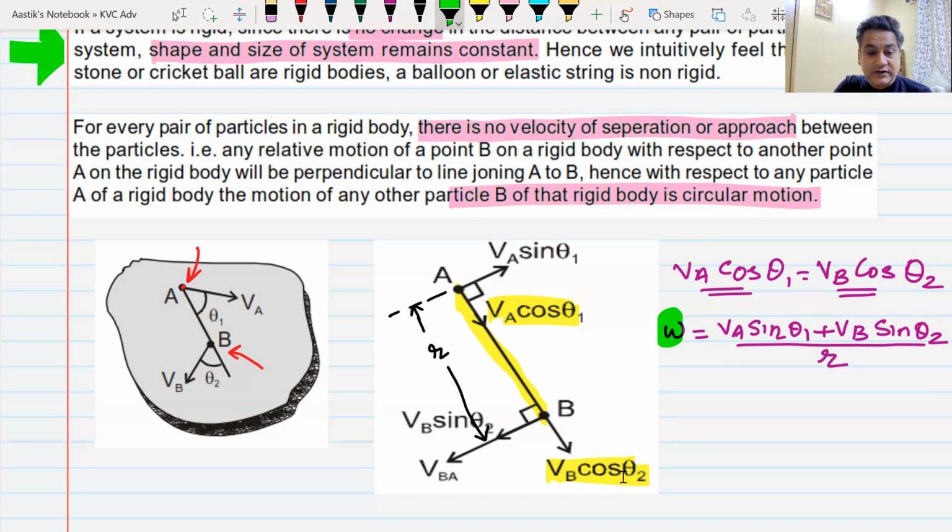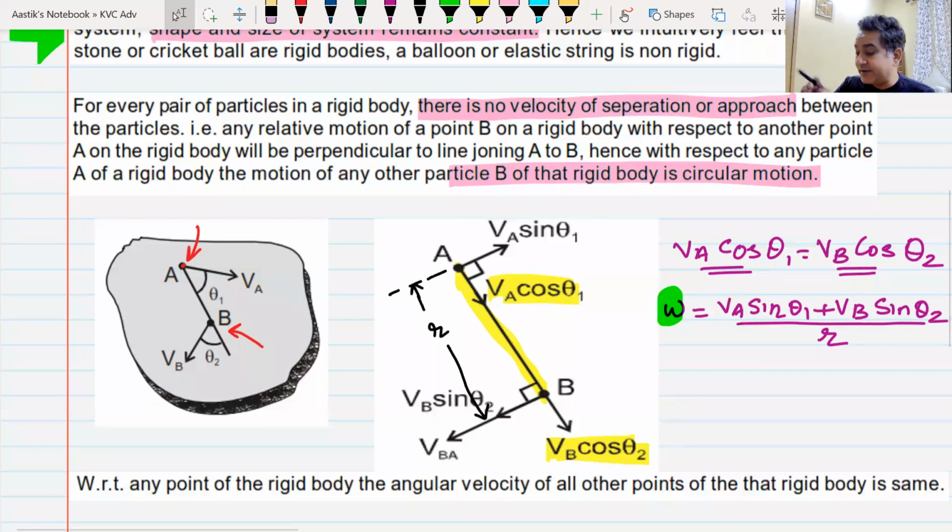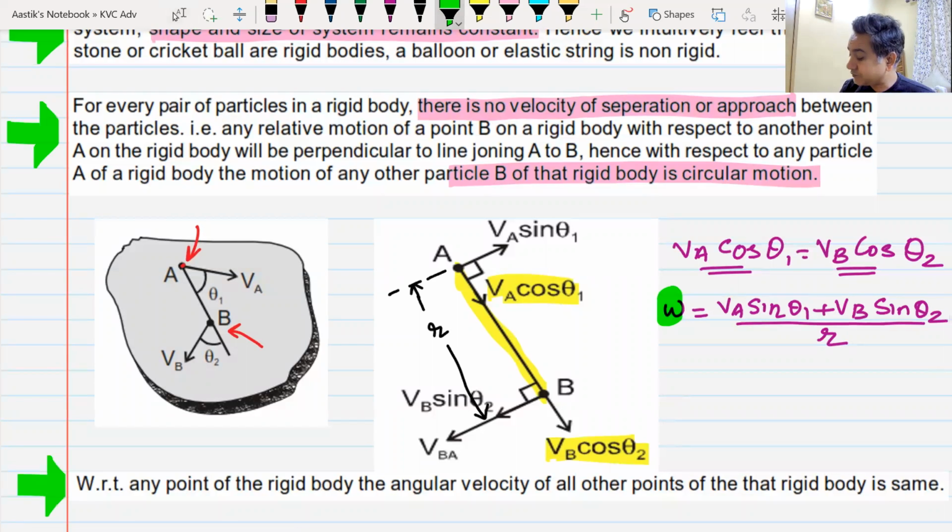Am I clear, or has this gone above our head? Yes, sir, you are clear. This is a very important concept. About rigid bodies, there is no relative velocity, there is no velocity of separation, there is no velocity of approach. The relative angular velocities should be the same.